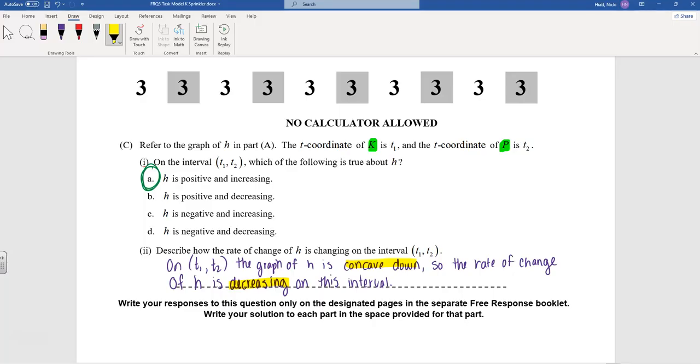Be careful. I have seen some of you say the interval is increasing, or the interval is decreasing, or the interval is concave up, or the interval is concave down. The interval does nothing. The interval tells you where to look, right? The graph, or the rate of change of the graph, is what is doing something, right? So whenever you're talking about interval, you want to always say on this interval, right? And it would be okay to say on this interval instead of on T1 to T2. That would be okay also.